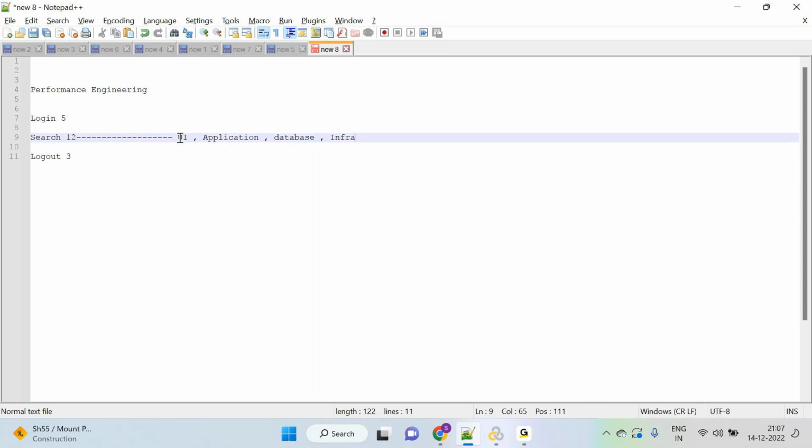So your focus area is across the system. You understand that you have a problem statement, you analyze it, and you provide the solution for that. That is what a performance engineer basically does.